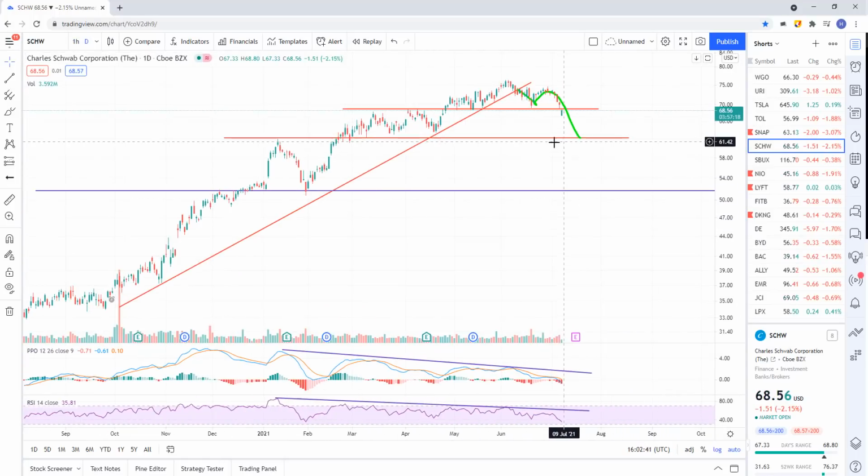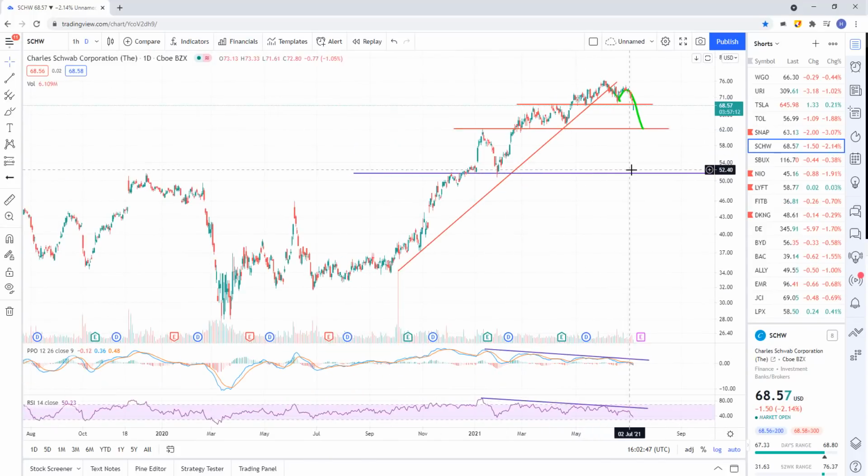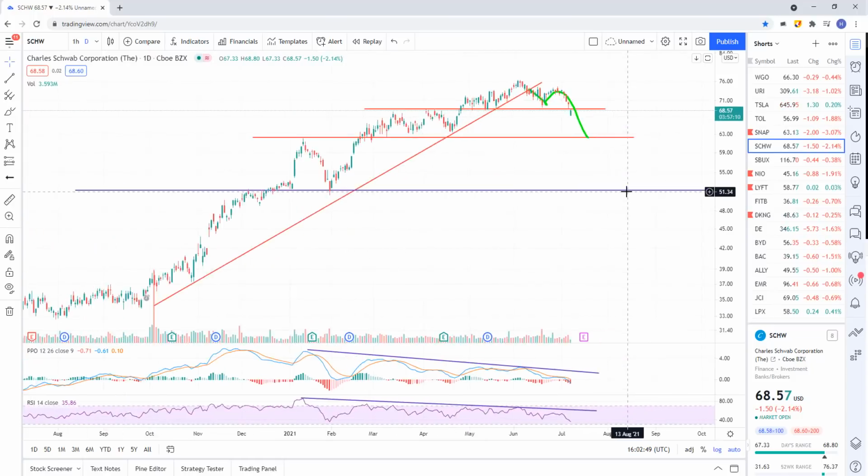So I am looking at this to head down to the next level of support, 62.32, and then potentially all the way down here at 51.60, levels to watch.